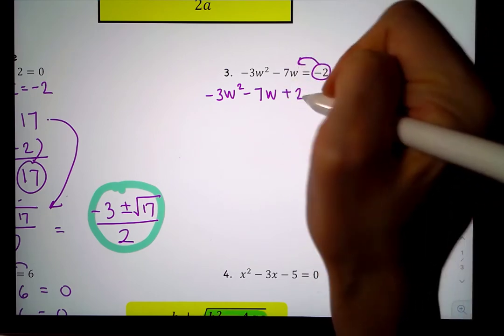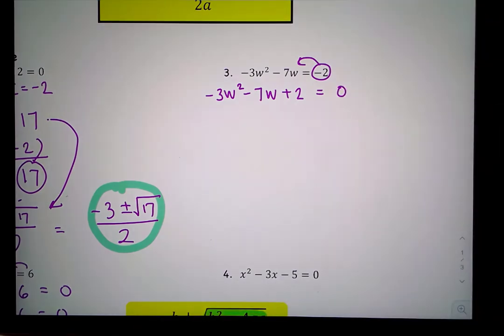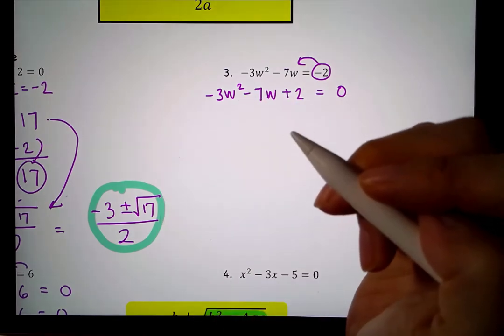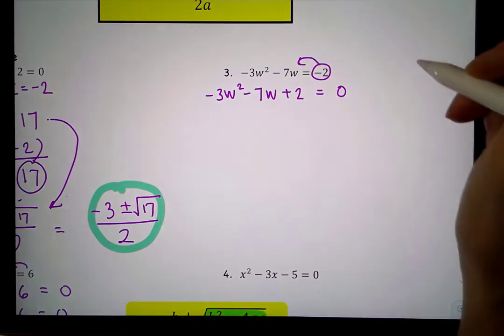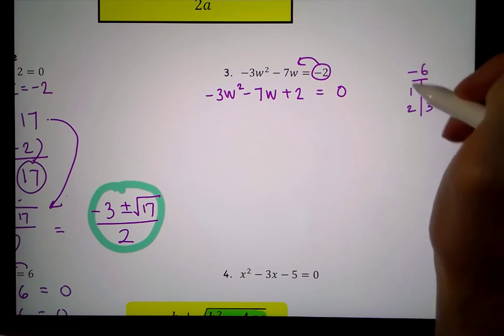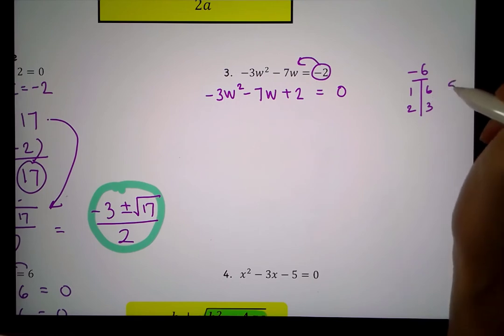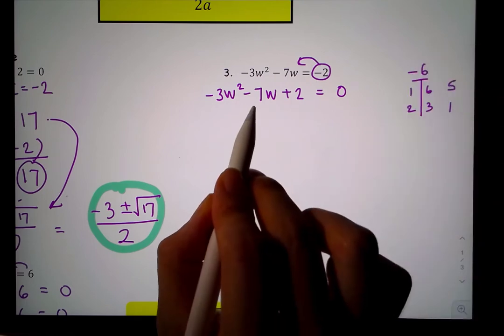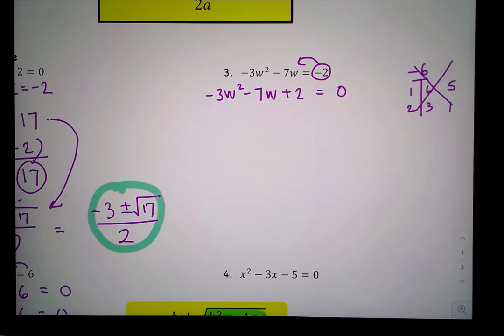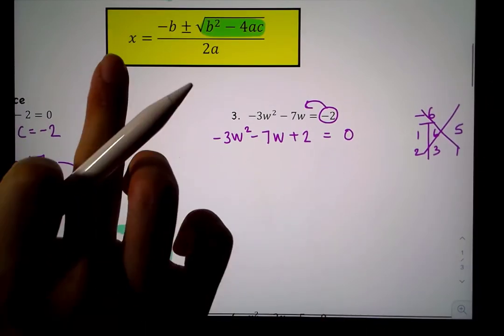So plus 2 equals 0, right? And guys, think about it. Your a is not 1, so if you try to do the AC to factor this, then you get negative 6, right? And 1, 6, 2, 3, that's it. And the difference of these two numbers, that's only 5 and 1. There's no way to get 7, right? So we cannot factor.